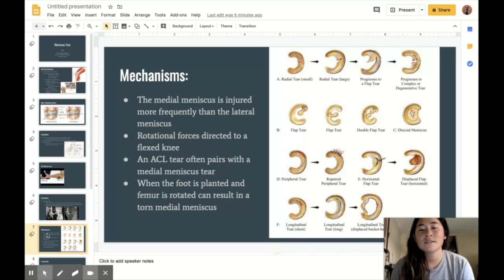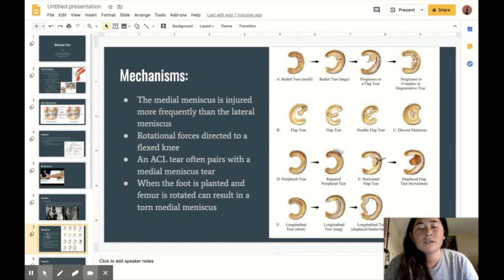Some mechanisms. The medial meniscus is injured more frequently than the lateral meniscus. It's usually caused by rotational forces directed to a flexed knee. An ACL tear often pairs with a medial meniscus tear, and this is when the foot is planted and the femur is rotated. It can result in a torn medial meniscus.